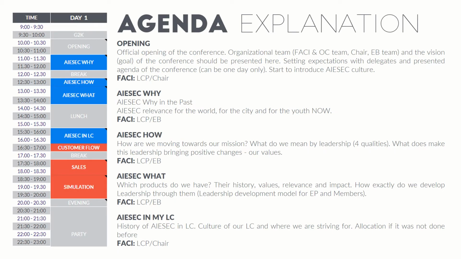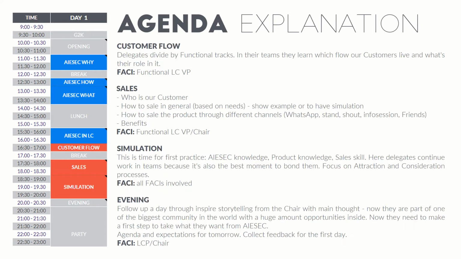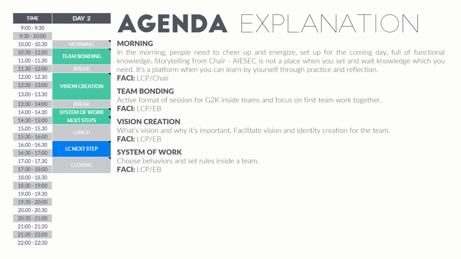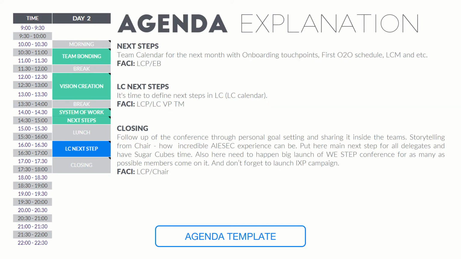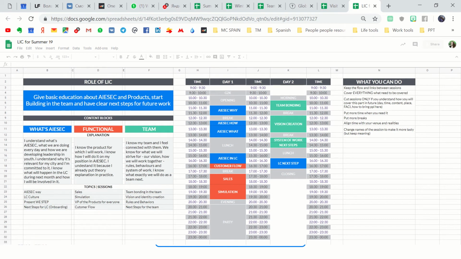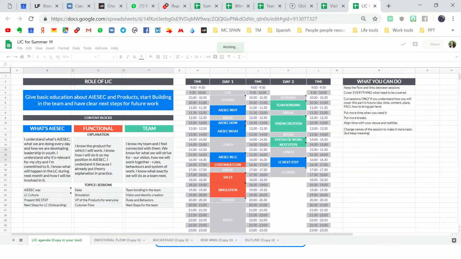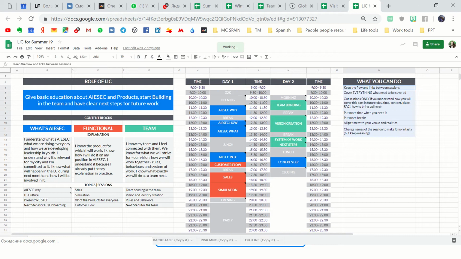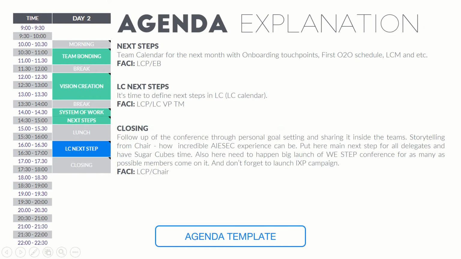And here you can find the agenda explanation: each session, the explanation of the session, and who can be the facilitator of the session. I'm sure you're able to read, so you can read it by yourself. And here you can find the agenda template. This is a tool, the agenda. You just open it. You find here the same blocks, explanation, agenda. There are some pieces of advice on what you need to do with this agenda.